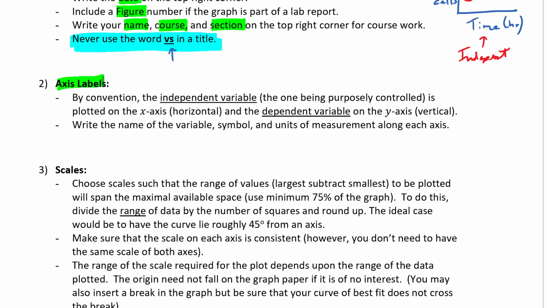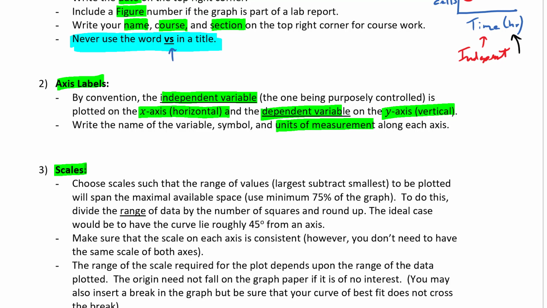For your axes, the independent variable should be on the x-axis and your dependent variable should be on the y-axis. If there's any units of measurement, include that in as well. Like right here, time was in hours. This time could be in seconds, it could be in days, it could be in years. So very important, you put your units in place.